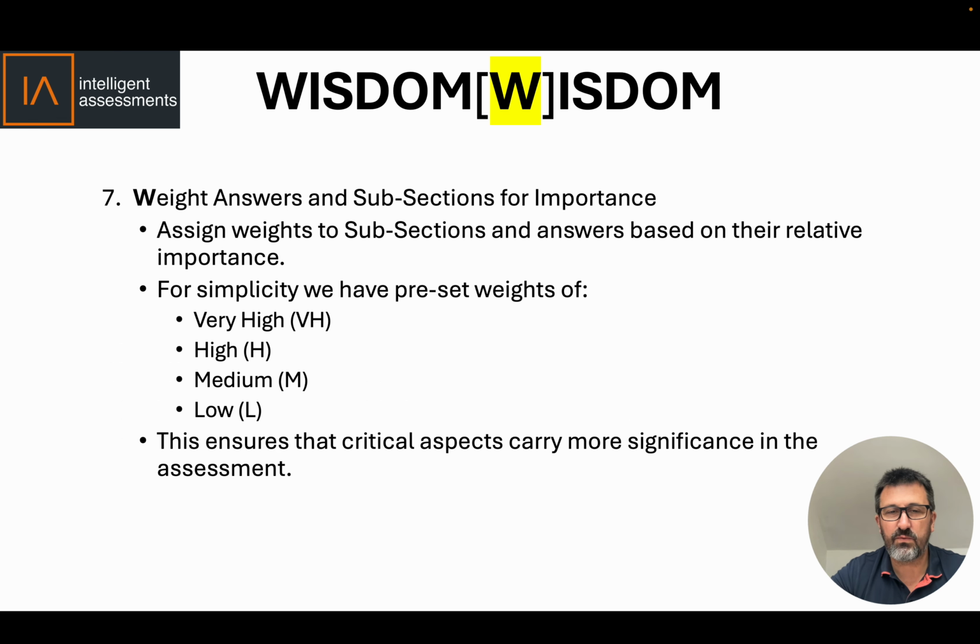Step 7 is around weighting your answers and your subsections for importance. So you've got the ability to add weights to the subsections and also to the answers based on their relative importance. For simplicity, we've got preset weights in the tool, and there are 4 categories: very high, high, medium, and low. And this ensures that critical aspects of the report carry more significance in the assessment.